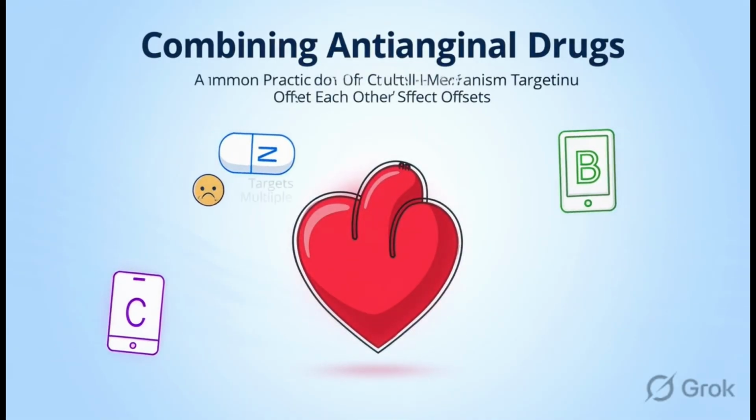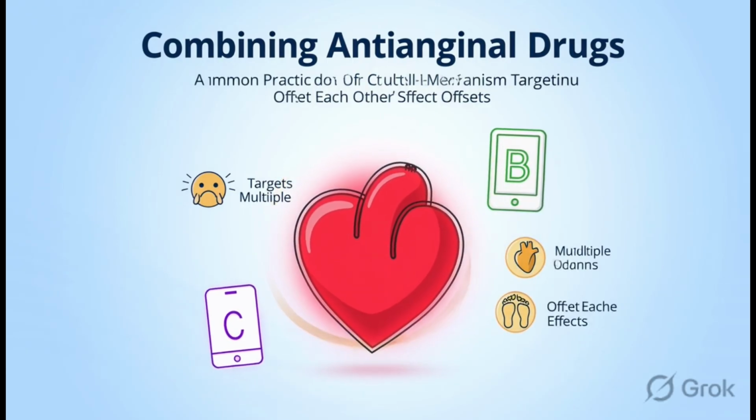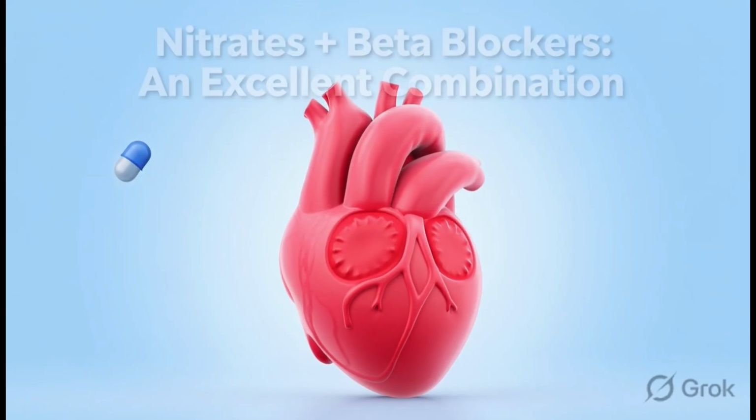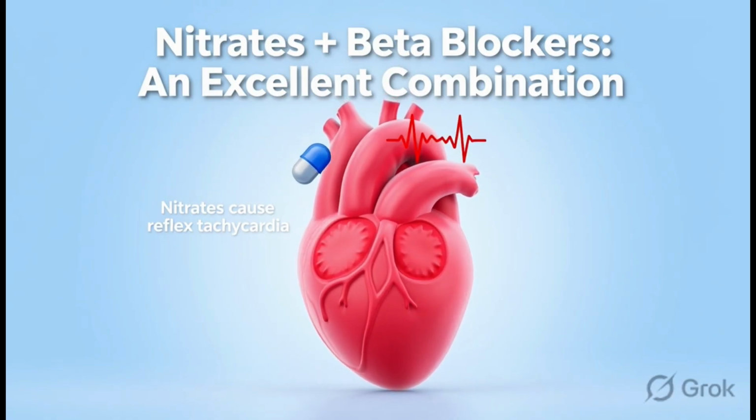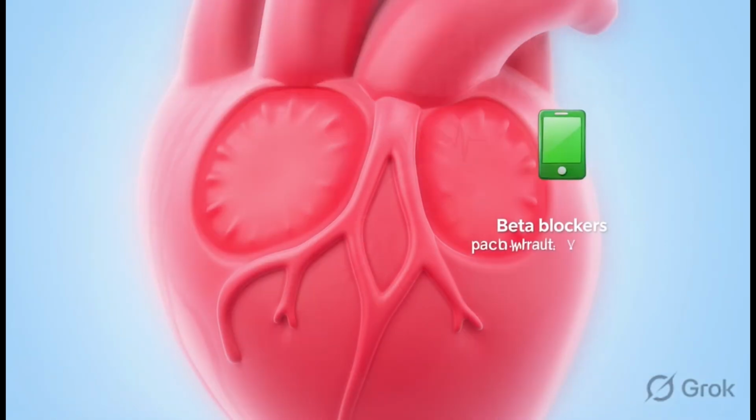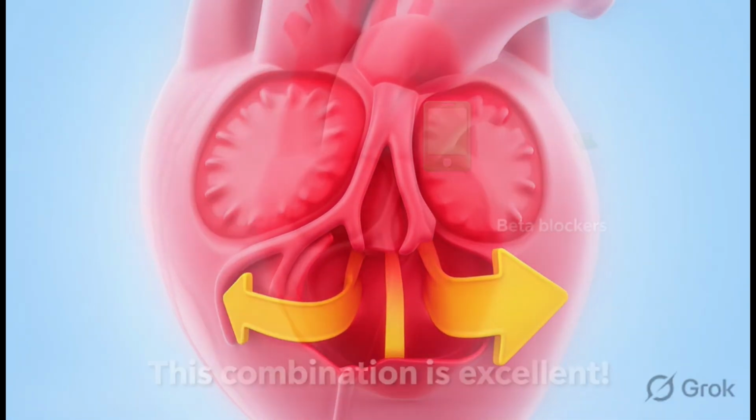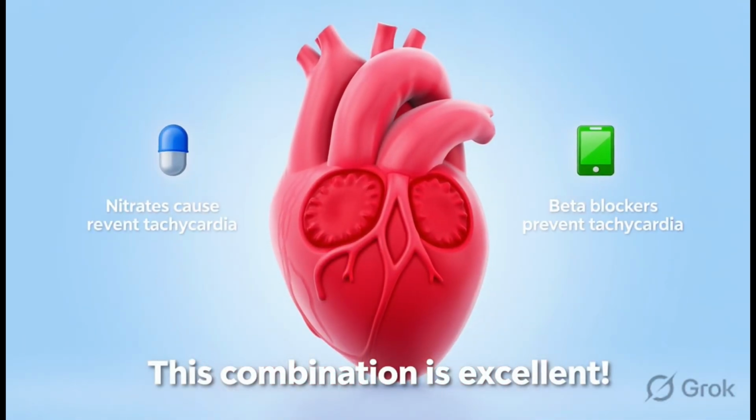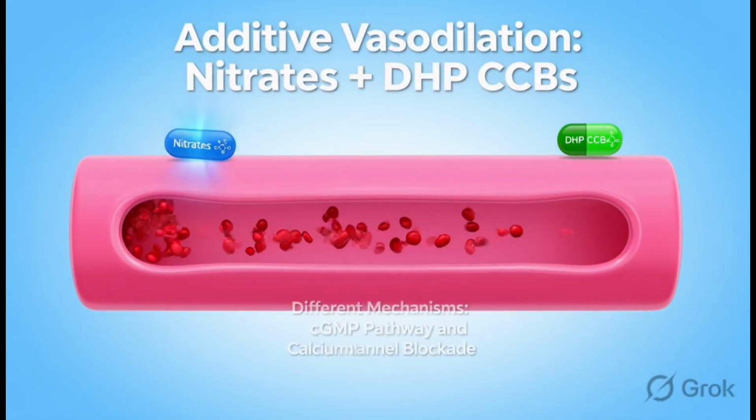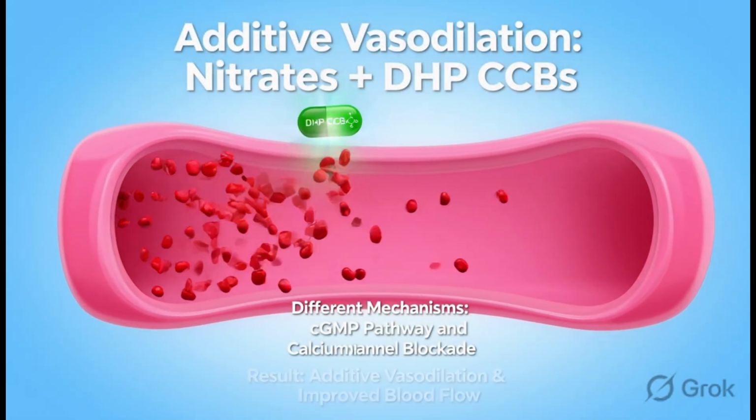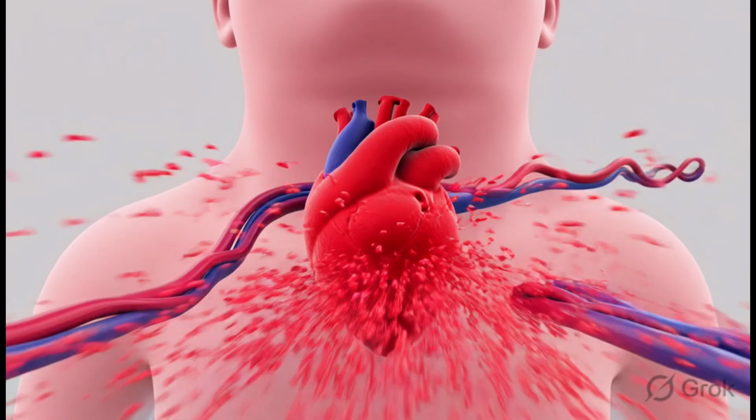Combining antianginal drugs is common practice, since it targets multiple mechanisms and can offset each other's side effects. Nitrates plus beta blockers is an excellent combination. Nitrates cause reflex tachycardia, which beta blockers prevent, while beta blockers increase ventricular volume and wall tension, which nitrates help reduce. Nitrates plus dihydropyridine calcium channel blockers is also a good combination, producing additive vasodilation through different mechanisms.